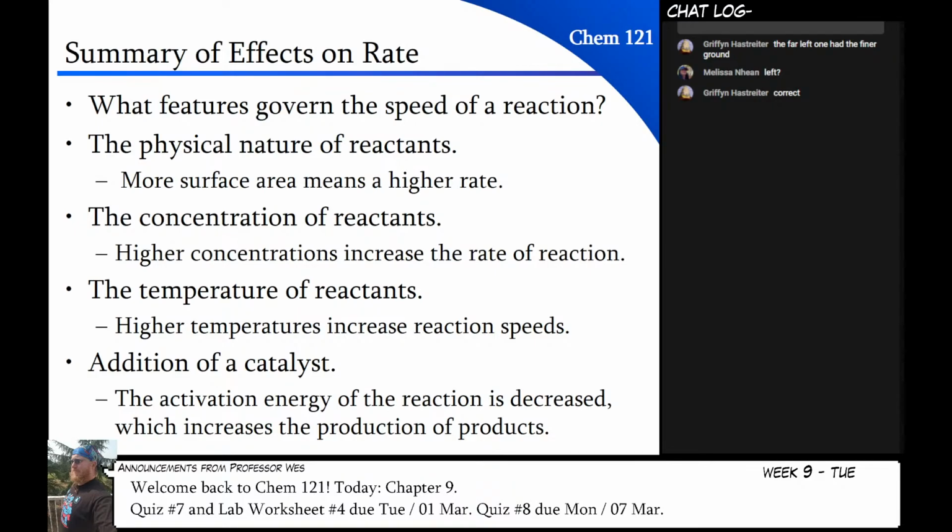I could increase the concentration to increase the speed of the reaction. I could heat the reaction up, which means that the molecules move faster, they collide with more energy and can overcome the activation energy barrier. And I can add a catalyst, which changes the activation energy and creates an alternate pathway that is easier for reactants to turn into products.